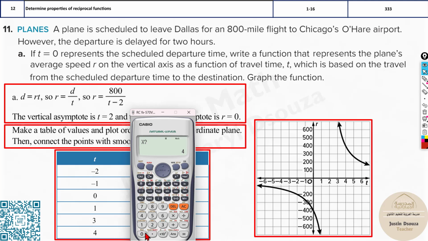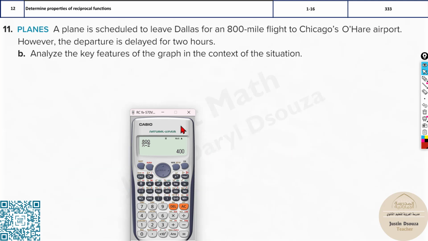Say at 0, what is the value? You will get minus 400. Yes. And let's take some, at 4, it's 400, is it? Yes. You can easily check the correct graph.